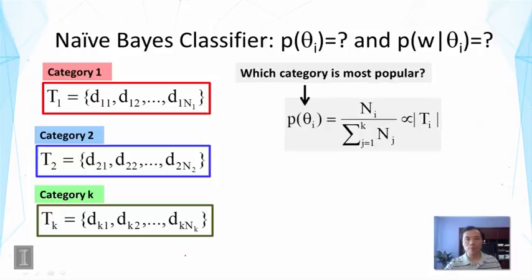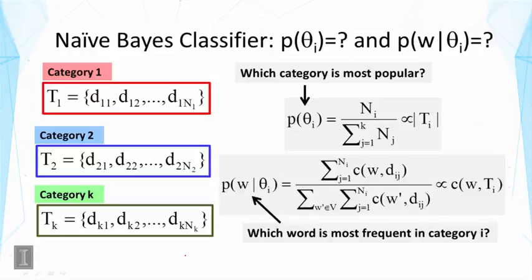So to estimate the probability of each category, and to answer the question which category is most popular, we can simply normalize the count of documents in each category. So here you see n sub i denotes the number of documents in each category. And we simply just normalize these counts to make this a probability. In other words, we make this probability proportional to the size of training data set in each category. That's the size of the set T sub i.